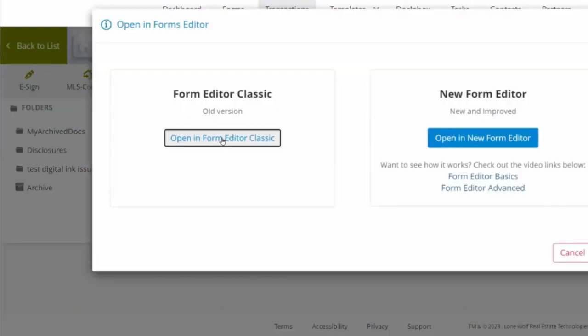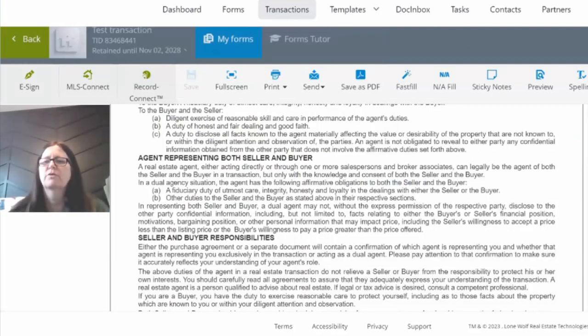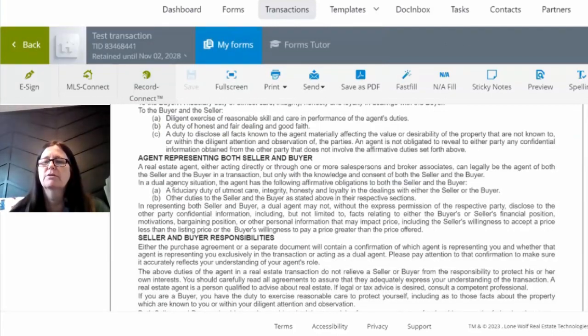So first of all, the BRBC, if you're not aware, the newest version of this form came out just about a year ago, December of 2022, and it actually replaced a couple of different forms. So with this form, we have the option, for example, of having an exclusive agreement or a non-exclusive agreement. And in the past, that would have been two different forms, depending on which one you wanted, and then they combined it all into one form.